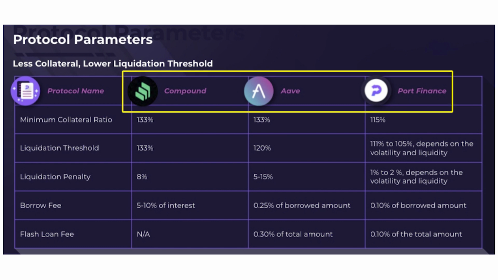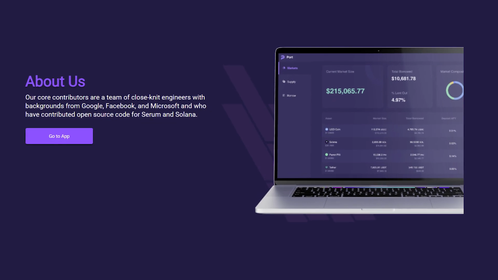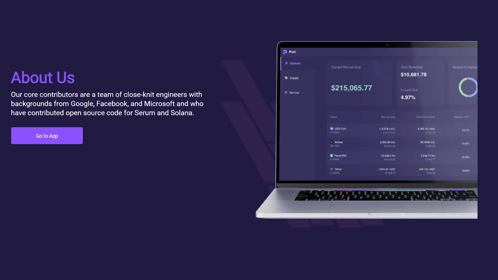For example, you can check the comparison between Port Finance, Compound, and Aave. The minimum collateral ratio is only 115% on Port Finance, which is almost 20% lower than the other two. And you can also check the liquidation penalty and borrow fee. The liquidation penalty fee is only 1 to 2% on Port Finance, and the borrow fee is only 0.1% of the borrowed amount. One of the best things about Port Finance is it runs on the Solana blockchain. This means you don't need to worry about crazy gas fees like Ethereum blockchain.